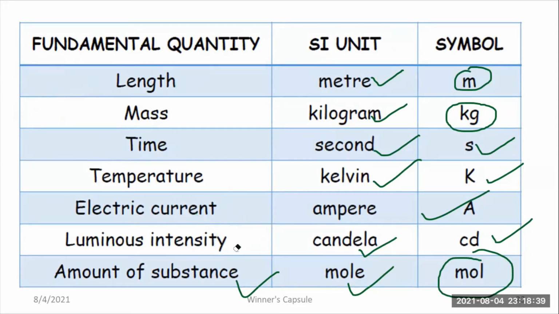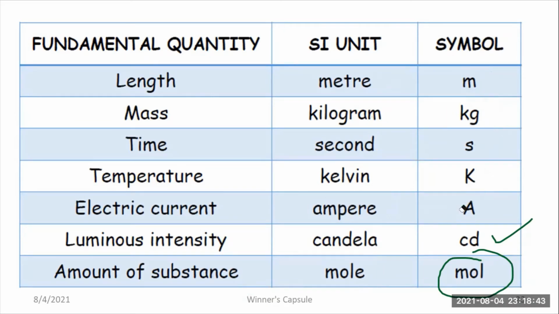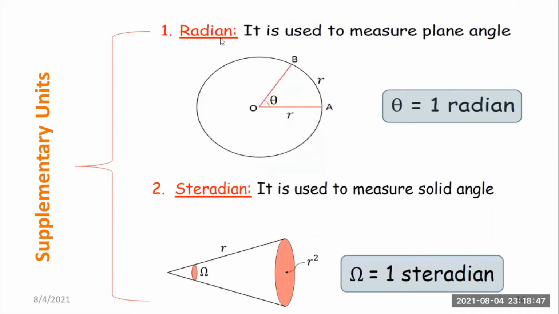Now let me ask one question. As I told you, there are 2 supplementary units, yes or no? So what are the supplementary units? The first one is called radian. It is very important. If you study circular motion, we have to speak about radian. You must have heard about degree, am I right? Likewise, there is another quantity called radian. It is used to measure plane angle. Why is radian required? To measure the plane angle.